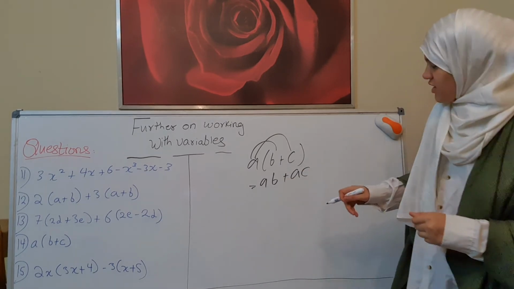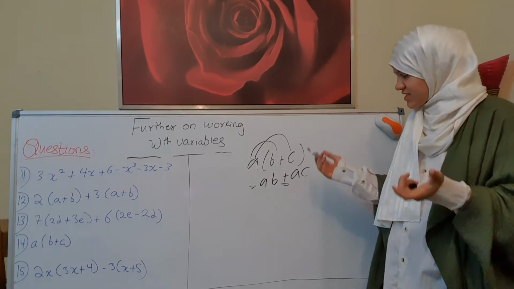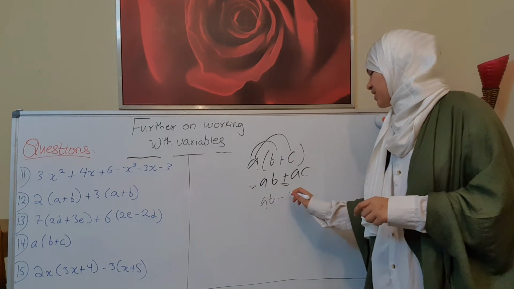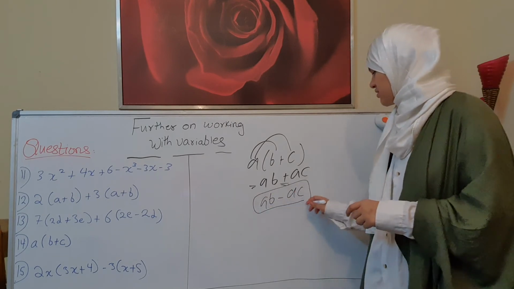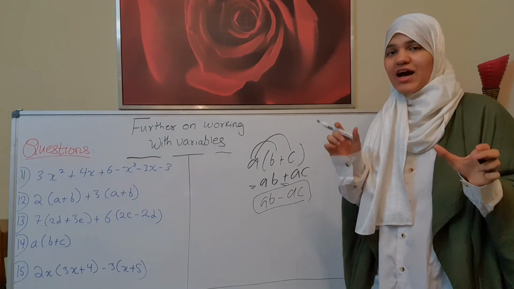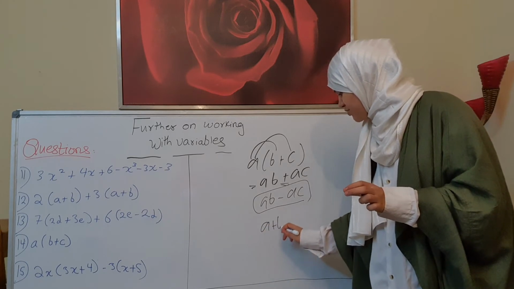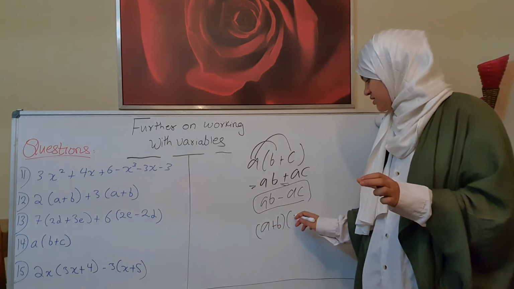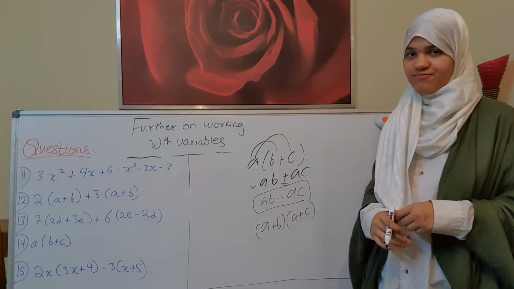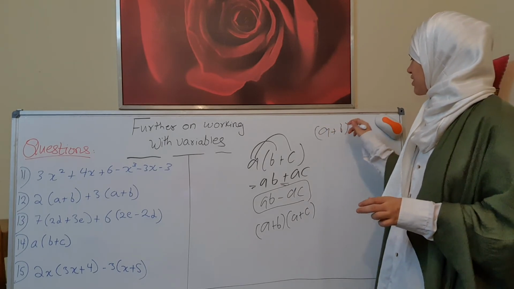That is if it was positive. But what if it is negative? It will be the same: ab minus ac. Okay, but what if it was a binomial? For example, a plus b times a plus c. What will we do here? Or you can say a plus b squared.